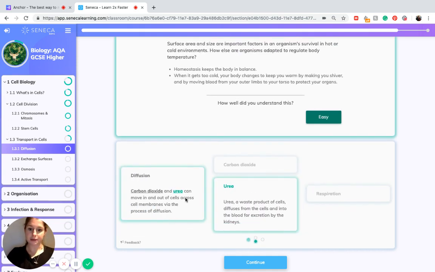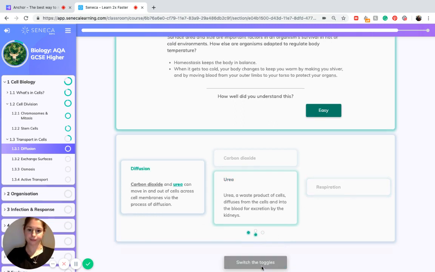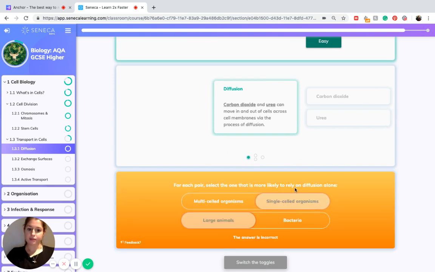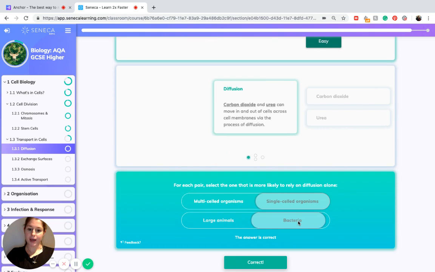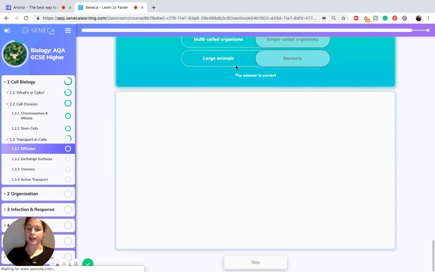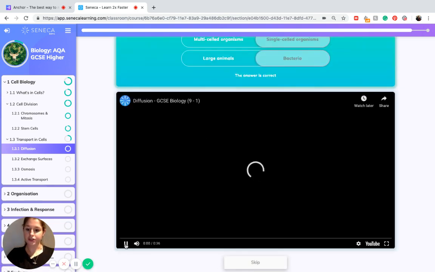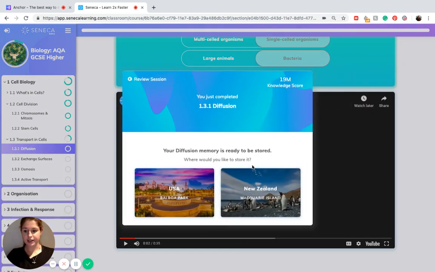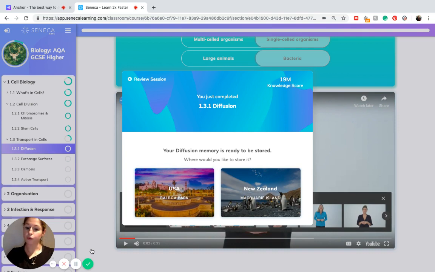And now to consider the example of urea. Urea is a waste product of cells, and it diffuses from the cells and into the blood, where there will be a low concentration of urea, for excretion by the kidneys. So we know that single-celled organisms rely on diffusion alone, and so bacteria do, whereas multicellular and large animals require exchange pathways in order for this to happen, because as we've just discussed, they have a small surface area to volume ratio.